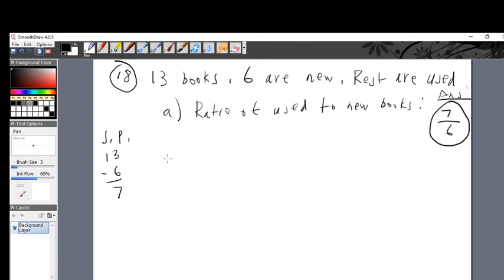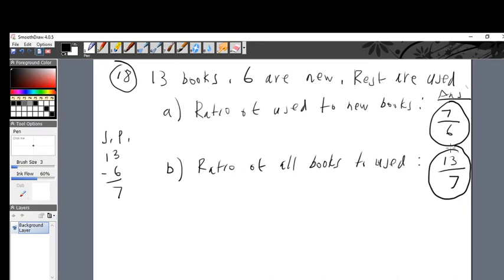Answer, problem over. Question 13B: What is the ratio of all books to used? Okay, pretty straightforward question. Pretty easy to answer. Ratio of all books, well, ratio means that all books should go first, on top, in the numerator. So 13 goes on top. Used, we already figured out, is 7. So it's 13 to 7. And that's our answer for B.